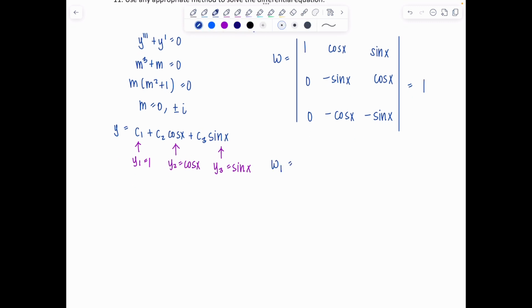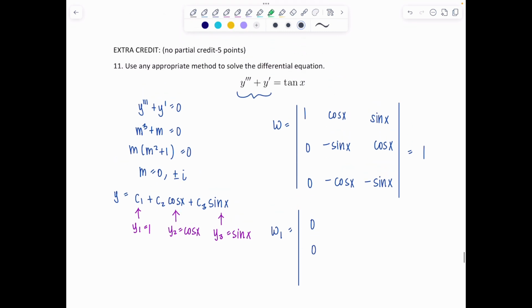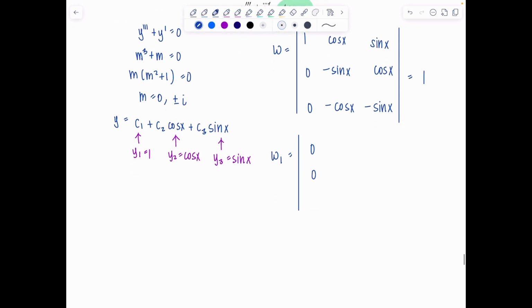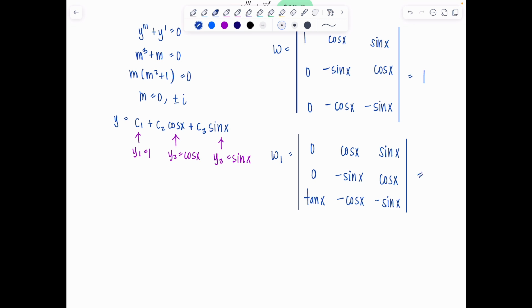Okay, W1, I'm going to take the first column, replace it with 0, 0, and then f of x. What's f of x? Tan x. The rest of the columns are unchanged. So cosine x, negative sine x, negative cosine x, sine x, cosine x, negative sine x. Still, you can use this first column to expand along. We're going to have tangent x times the determinant of the 2 by 2 that results from deleting this row and column, cosine squared plus sine squared is 1. So this is just tan x.